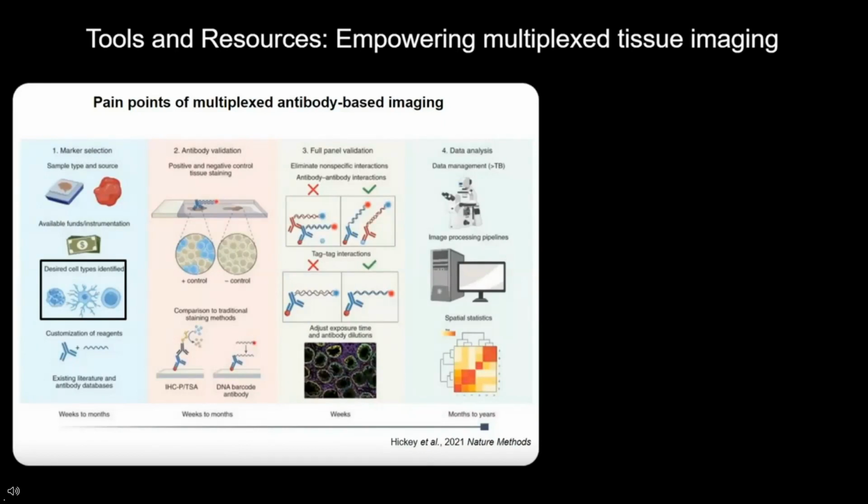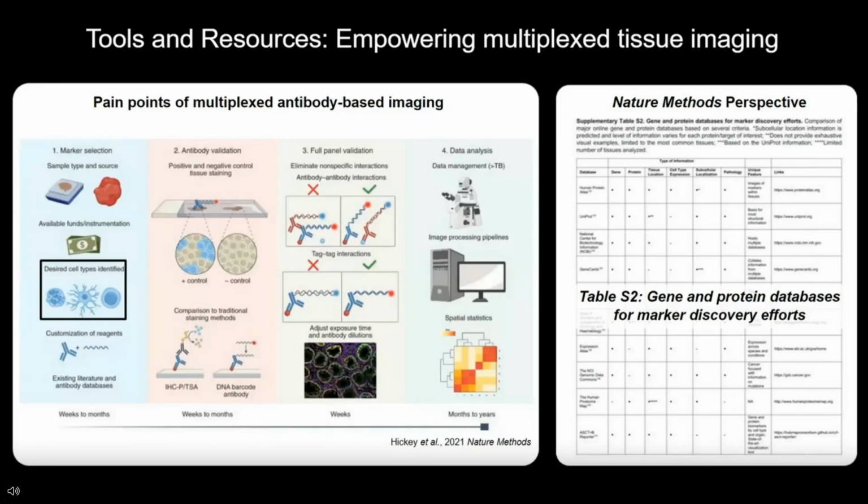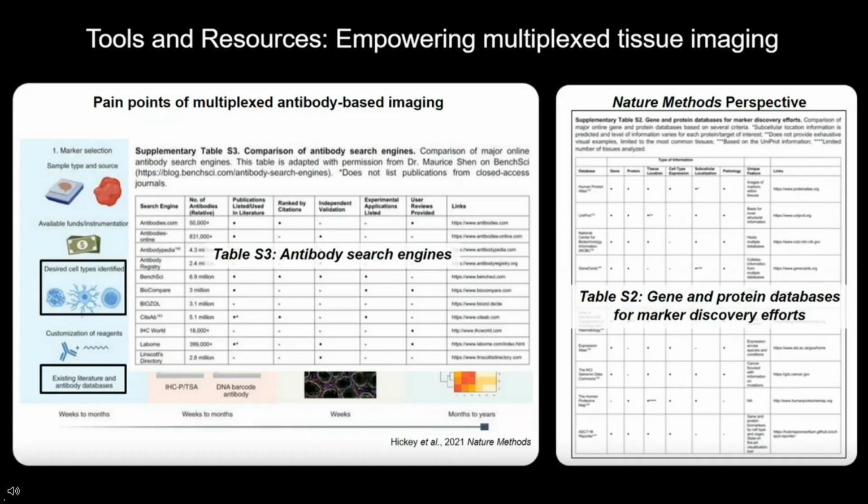So if you're looking to find cell types and what markers you can use to phenotype certain cells in your tissues, there are a lot of great resources. And this is in table S2, where we shared these gene and protein databases for marker discovery efforts. If you're looking for appropriate antibodies for your tissue preservation and method of interest, we refer you to supplementary table S3 that lists the antibody search engines. And so that can be a great resource to you.